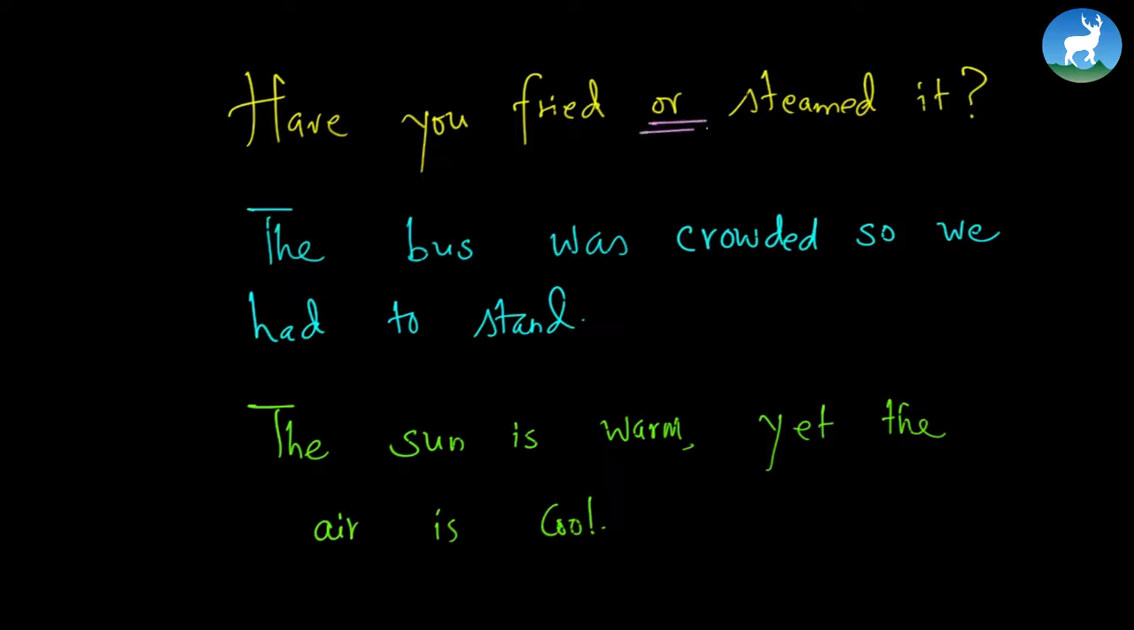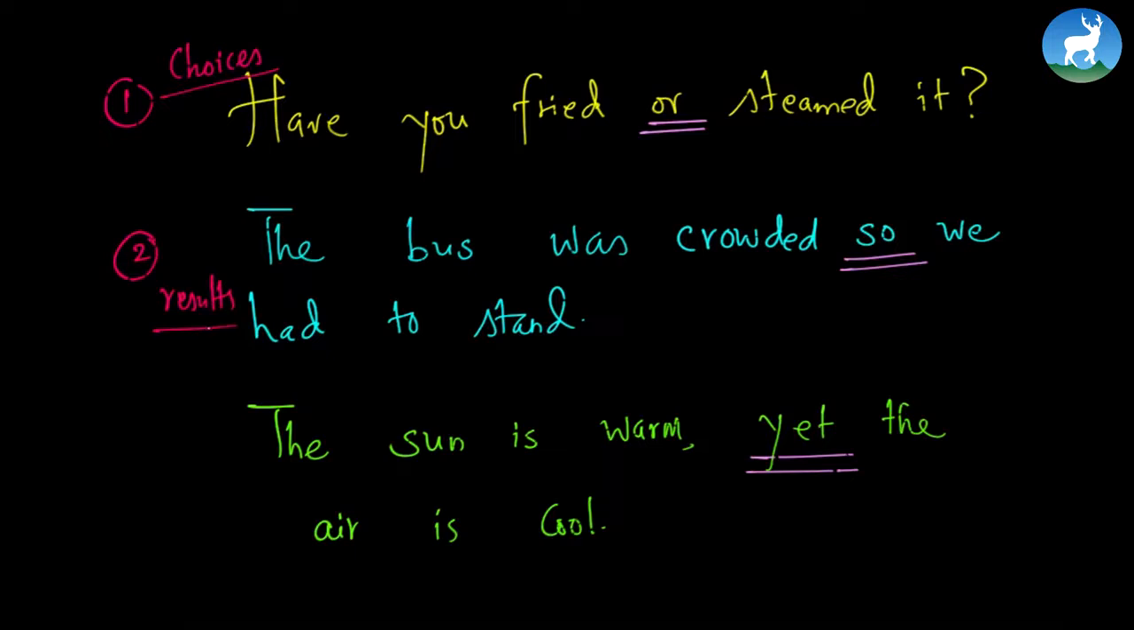The first connective that we have is or, followed by so, and finally yet. And what do these connectives do? The first one, or, shows some choices. Have you fried or steamed it? So this is clearly giving some choices. And the second one, the bus was crowded, so we had to stand. This shows results.